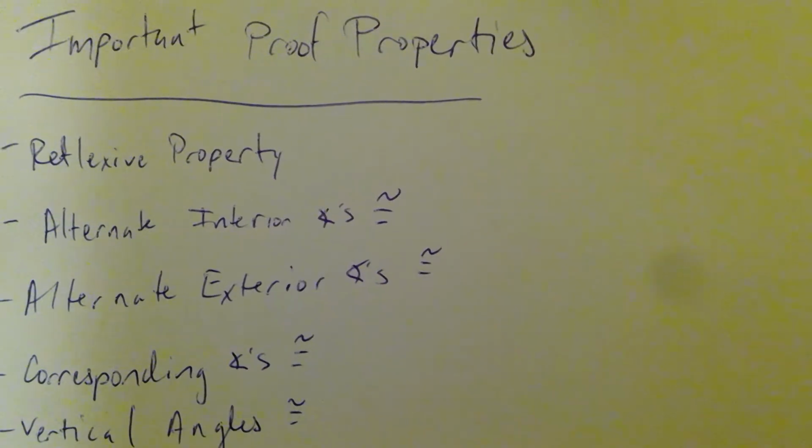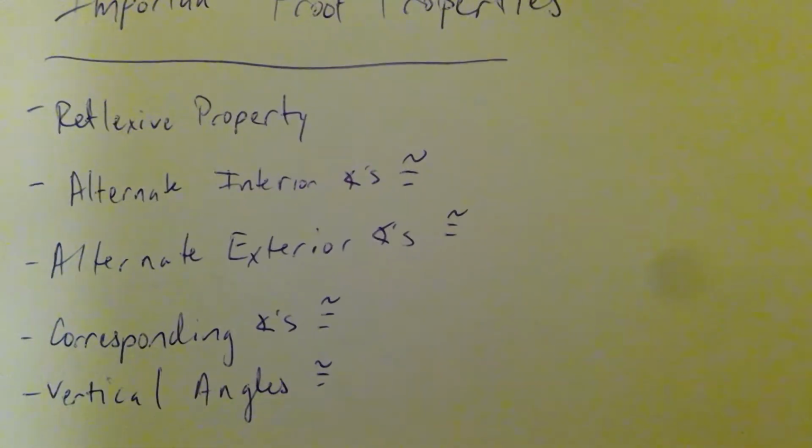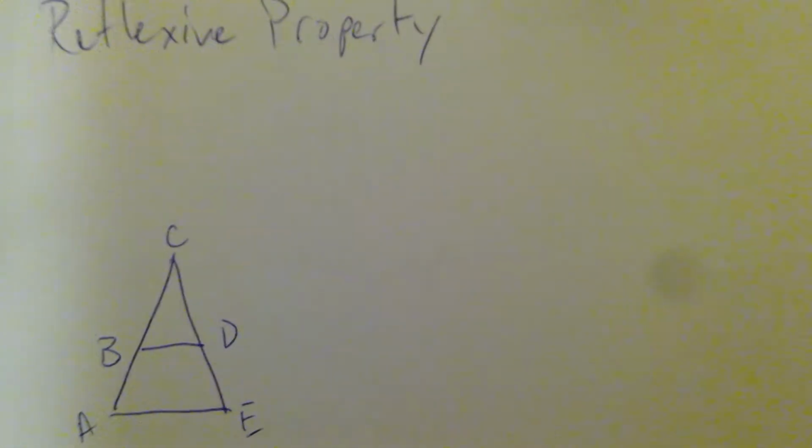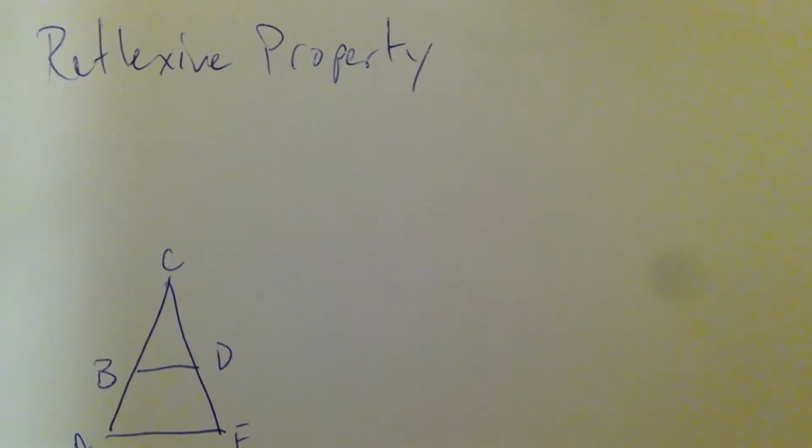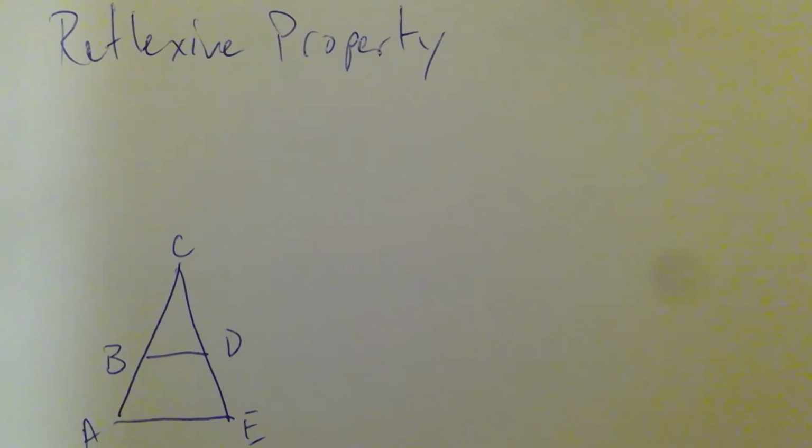So, the properties that we're going to review briefly are the reflexive property, alternate interior angles are congruent, alternate exterior angles are congruent, corresponding angles are congruent, and vertical angles are congruent. All right. Now, we're going to look first at the reflexive property. The reflexive property is the property that we often miss because it seems too obvious.